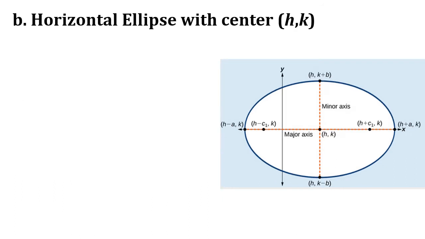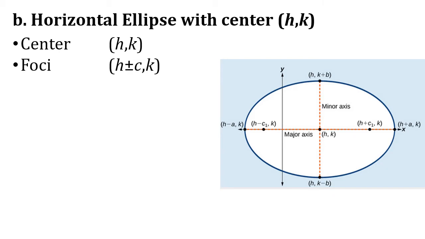The horizontal ellipse with center h, k. So the coordinates of the center is h, k. The coordinates of the foci is h plus or minus c, k. Look at that, and look at our figure. Then again, c squared can be solved. You see the formula c squared equals a squared minus b squared.